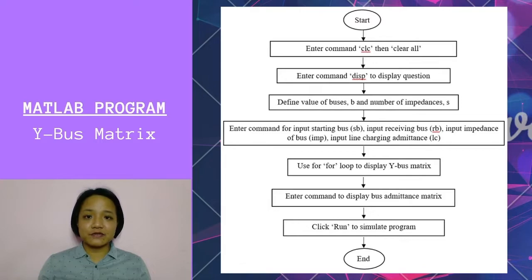This is the last program for this experiment, which is for the Y-bus matrix. Similarly to the previous flowchart, first we define the values and then we enter the commands for each of the inputs. And for this one, we are using a for loop to display the matrix. After that, we use a command to display the bus matrix. And then when we are done, we just click on run to simulate the program and then our output of the matrix will appear. That's all from methods. Now I will pass to the next member.